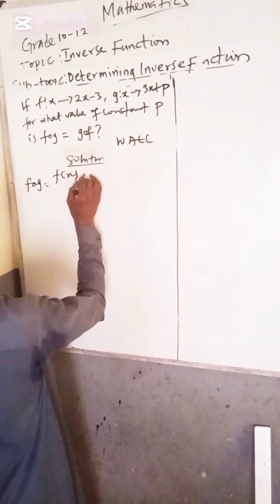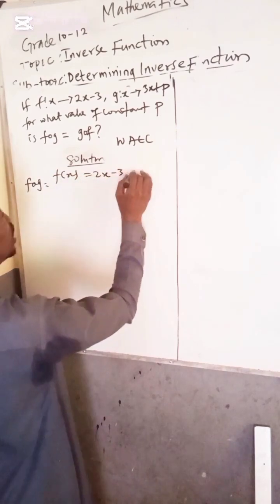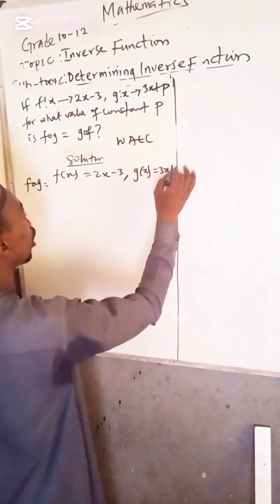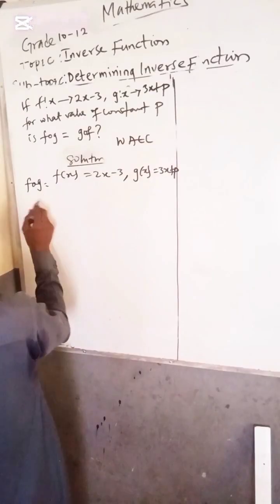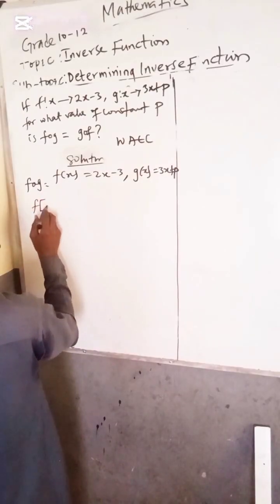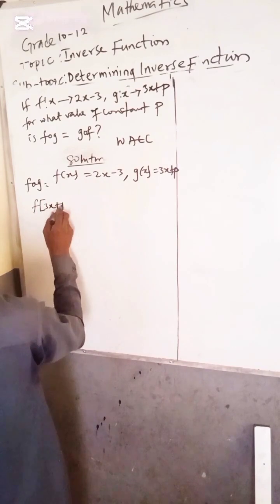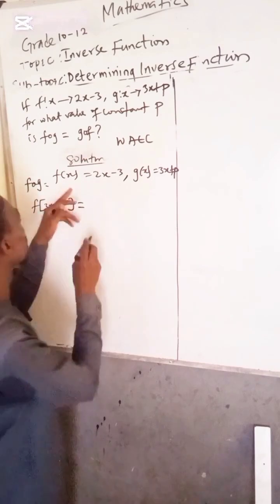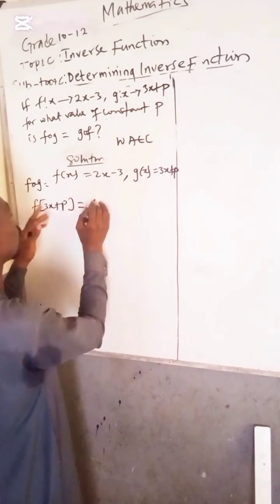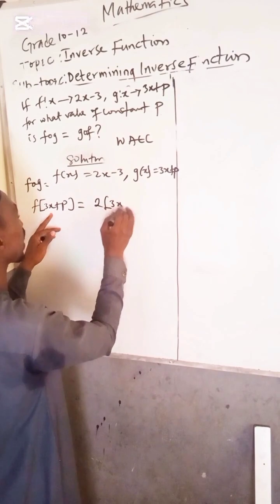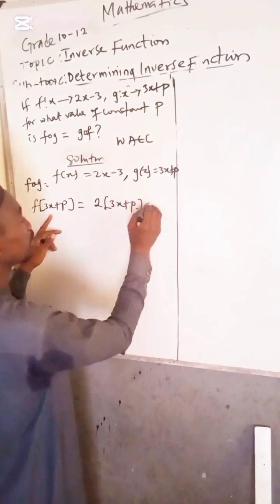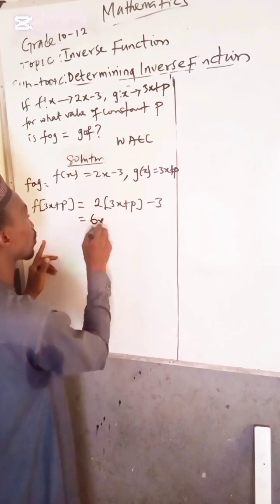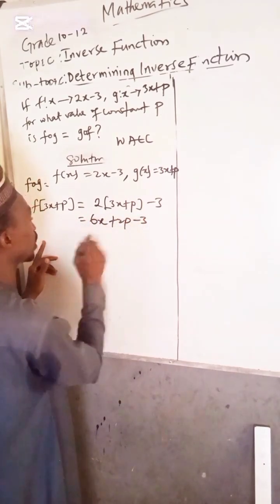Remember, f of x is giving us 2x minus 3 and g of x is giving us 3x plus p. Now, fog will definitely be f of 3x plus p. Anywhere we see x, we plug this into f of x. So we have 2 into 3x plus p, then minus 3. So we have 6x plus 2p minus 3.